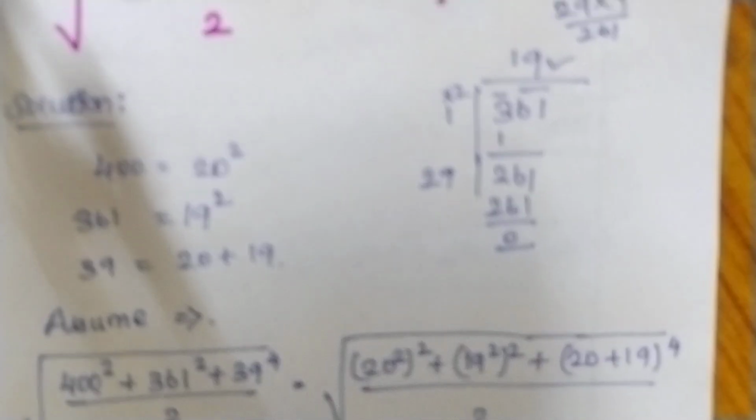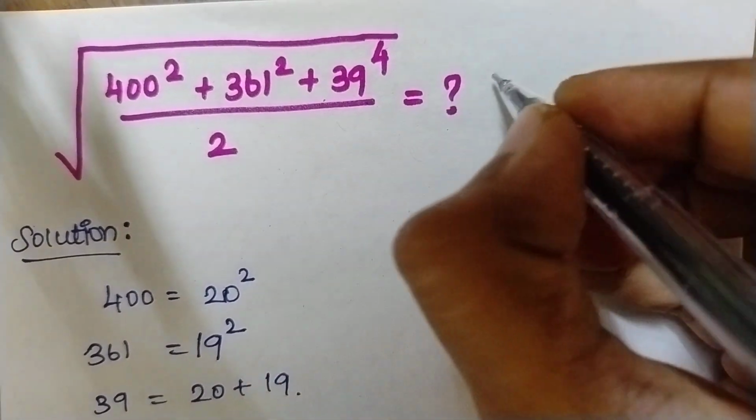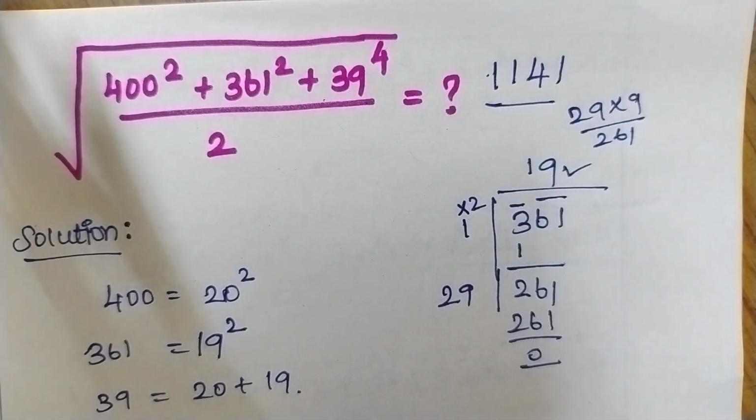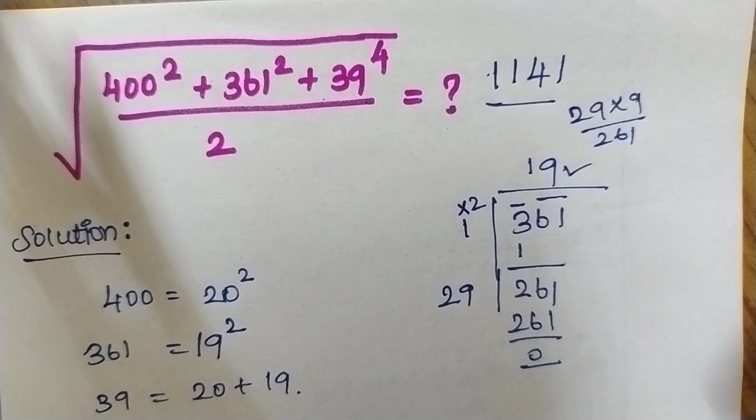Therefore, the answer for this complicated sum is g is equal to 1141. So please keep this in mind. Practice twice and twice, and you will get a perfect answer.